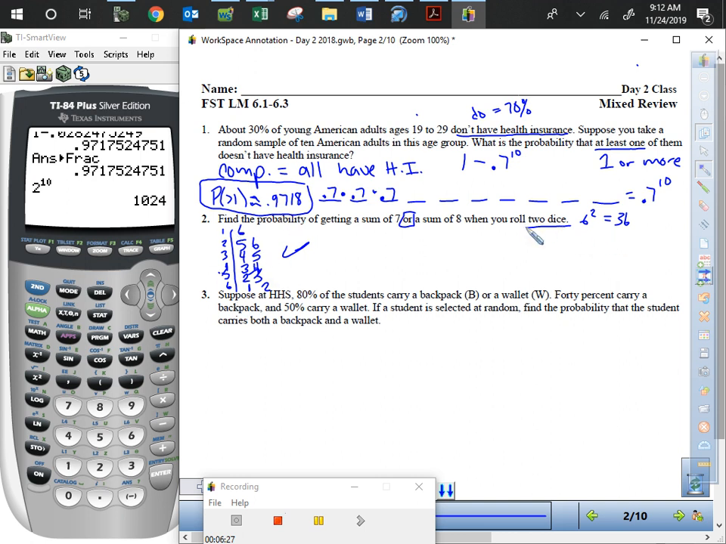So I just want the probability of that over 36. So I've got 1, 2, 3, 4, 5, 6, 7, 8, 9, 10, 11 out of 36, cannot reduce. So that is my final answer. When we're looking at simple probabilities like this, you just add them up, see what outcomes work, put it over the total.